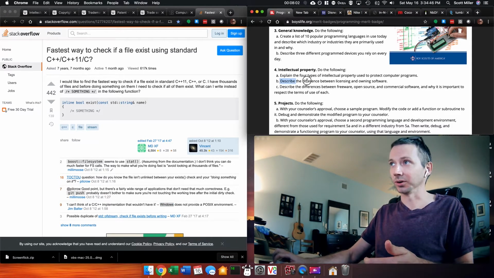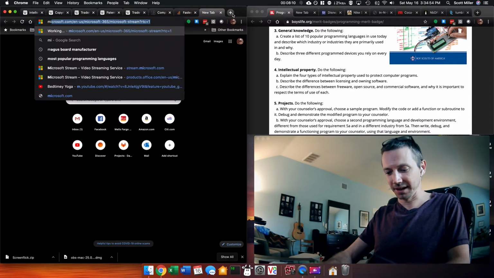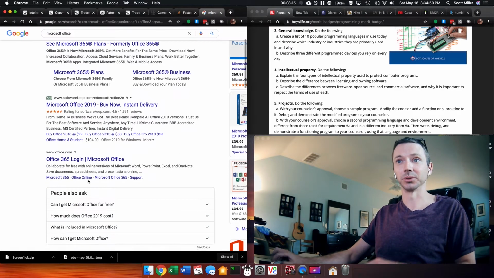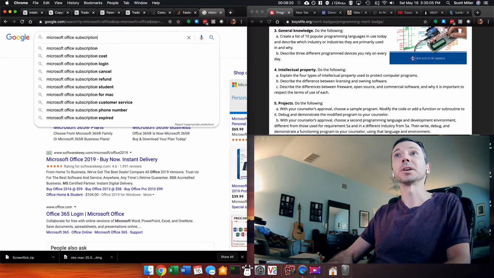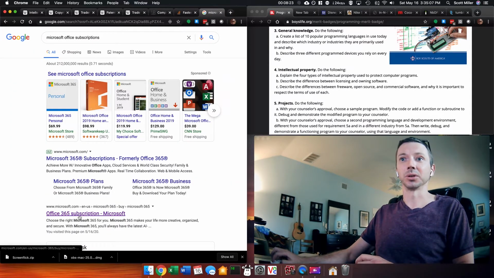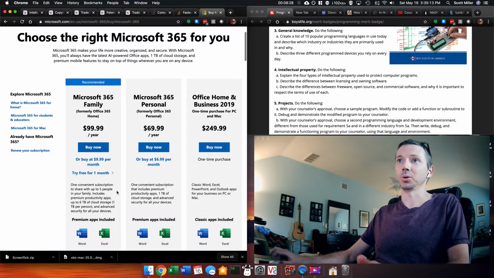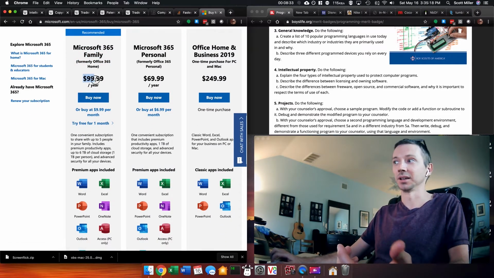Which kind of leads us into the difference between licensing and owning software. Let me bring up a tab that I think gives a good summary of this, with something that hopefully everybody's pretty used to. With Microsoft Office, there are two ways that you can buy Office. You can either subscribe to it or you can own it. The left two options here are the subscriptions. You have to pay a certain amount for a time period, a year. That's $69.99 here and $99.99.